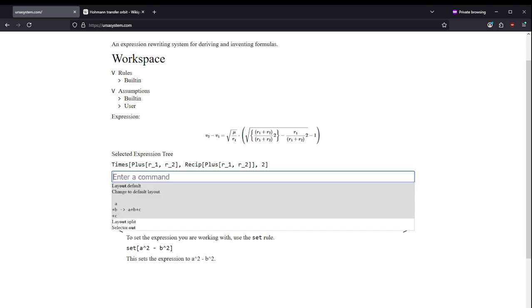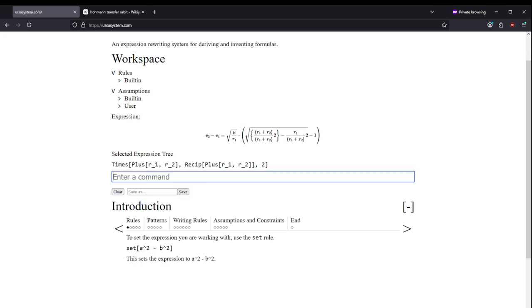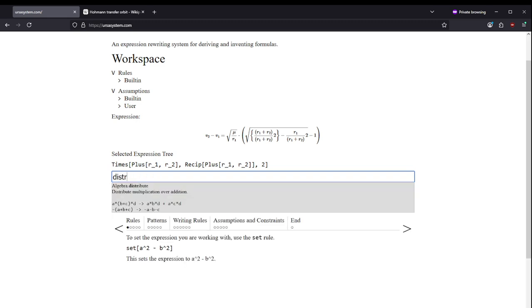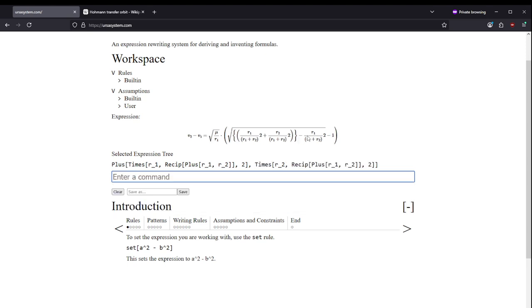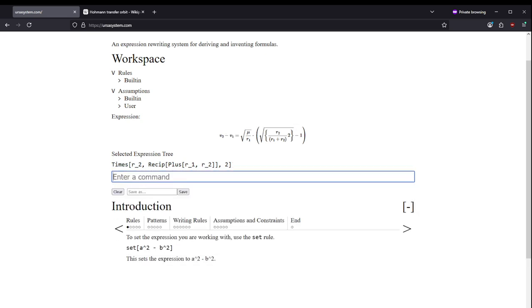Again, there's no rule to bring things over common denominators yet, and that would be useful, but we can cope anyway by distributing this out. So we're going to distribute the 2 over the addition at the top, and we get this result. And then we can start simplifying. Now that just canceled terms, and we've got r2 over r1 plus r2 times 2.